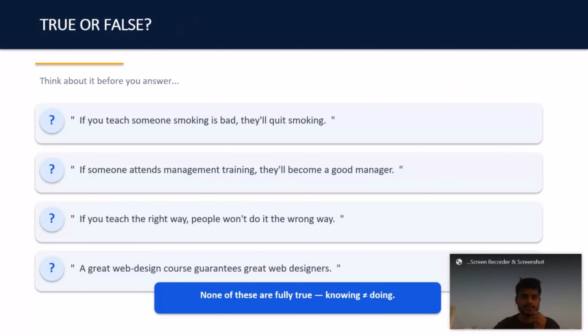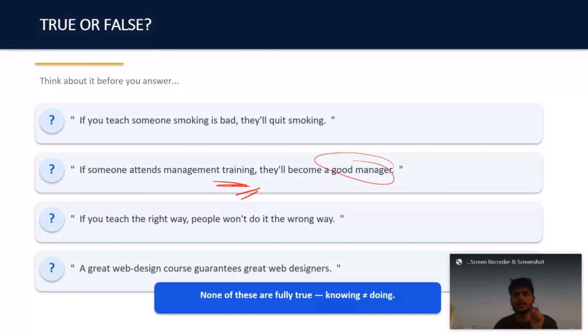Let's start. Before starting, I would like to say that whenever you are creating a training, let's say I ask: if someone attends a management training class, will they become a good manager or not? Another question: if you teach someone that smoking is bad, will they quit smoking or not? My purpose with this slide is simple: just providing knowledge, just providing information won't help in learning, or in real performance, real action.